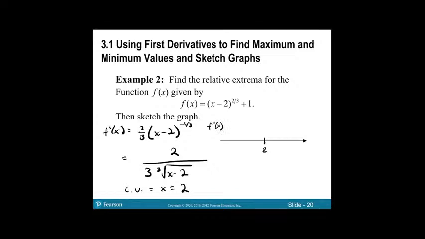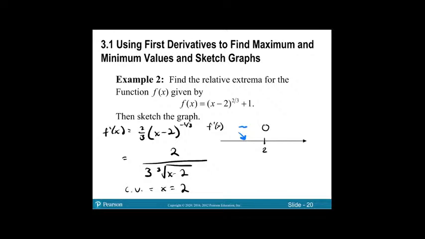On the left side of 2, for instance, if we plug in x equals 0, that's going to be negative 2. Cube root of negative 2 is going to be negative. This whole thing is going to be negative, right? So on the left side, f prime is negative, so that means our function should be decreasing on the left.